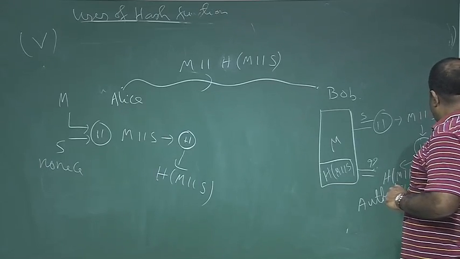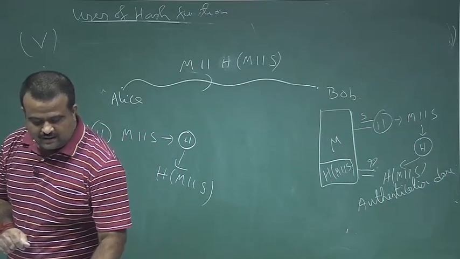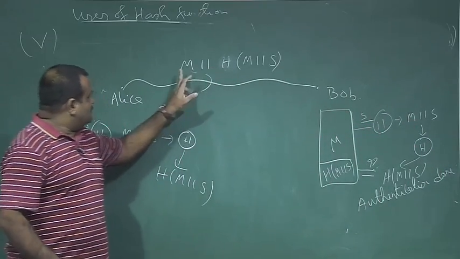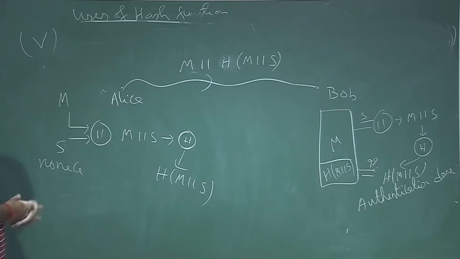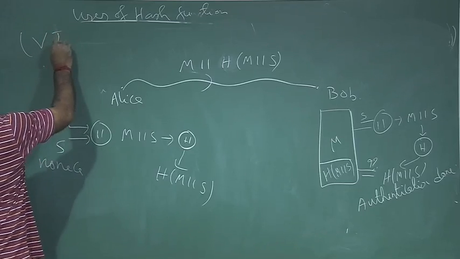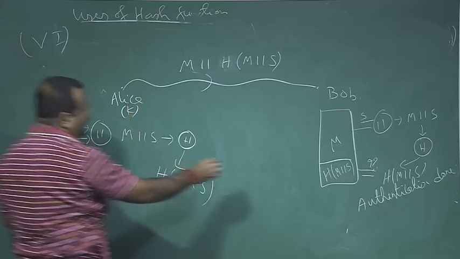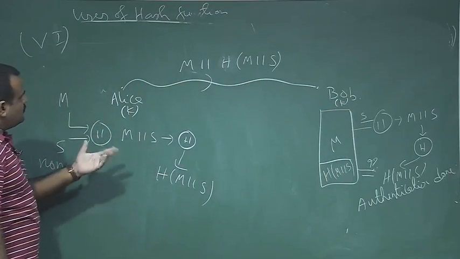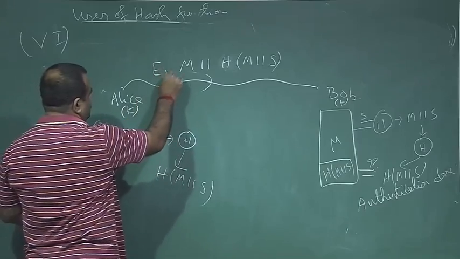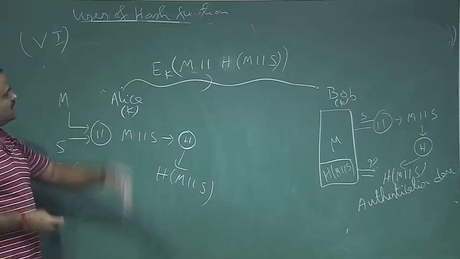But here we are losing the confidentiality, because the message is becoming public over this public channel. So, in this scheme, if we want to have confidentiality also, that is the sixth one. Similarly, we can have a K which is shared between Alice and Bob, and then we can encrypt this using this K, and then send it to Bob.